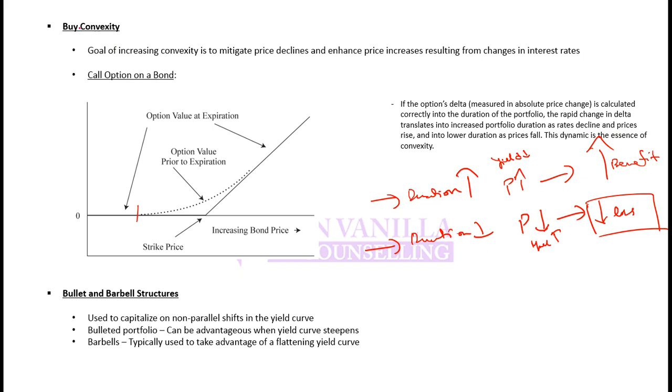So that means keeping convexity. If you have convexity, that can be added through a callable bond. If you have convexity, then it will give you higher benefit in times of rising prices, and it will give you lower loss in times of falling prices. That means buying convexity or keeping convexity is good.